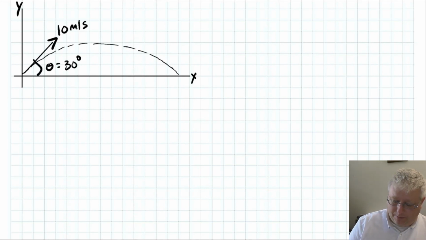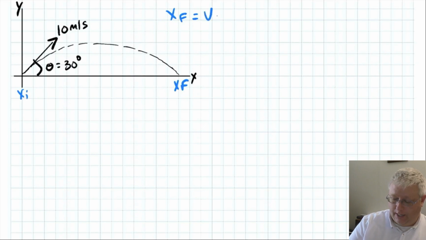Okay, so let's define a couple things here. So the initial position, 0, is there. The final position where it ends up is there. So how do we find the final position? So final position is the initial position, which on our coordinate system here is 0, plus the initial velocity in the x direction times the time interval. And then the next term is half the acceleration in the x direction times the time interval squared. But the acceleration in the x direction, remember, is always 0. So we're just left with this.